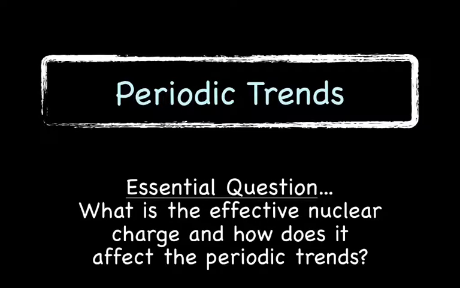So today's essential question: what is the effective nuclear charge? Really important concept here. And how does it affect the periodic trends?